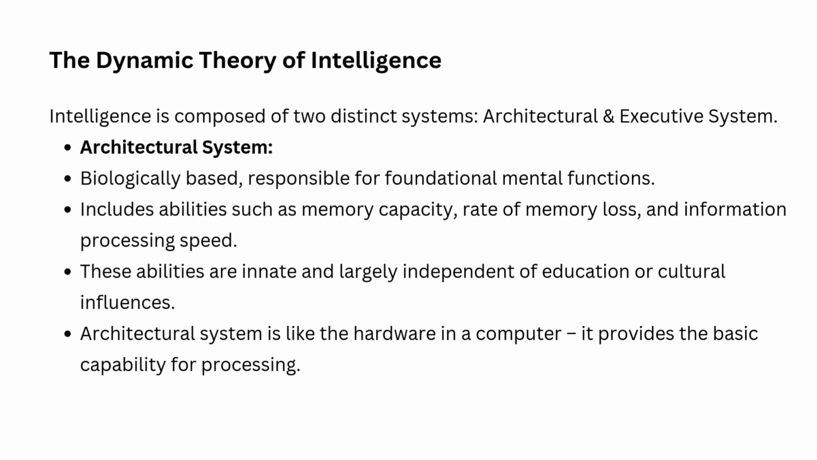The first system is called the architectural system. Think of this system as the foundation or hardware of your brain. It is the part that is built in right from birth. This includes your brain's capacity for memory, the speed at which you can process information, and how quickly you might lose certain memories over time.